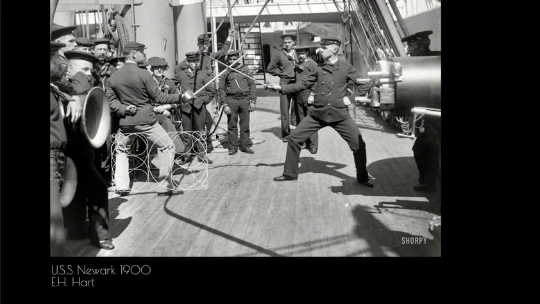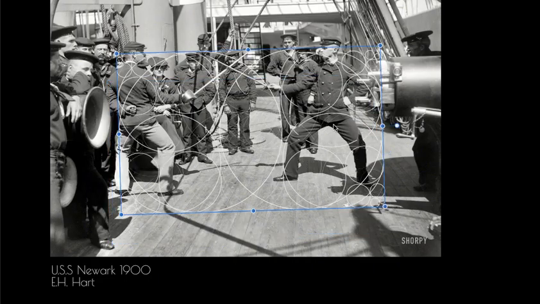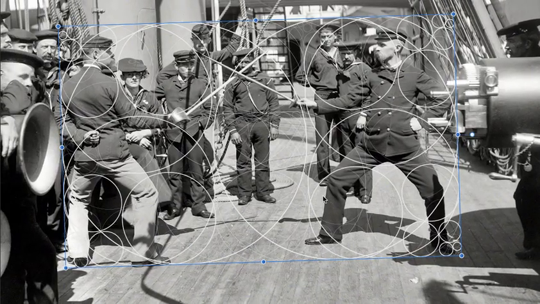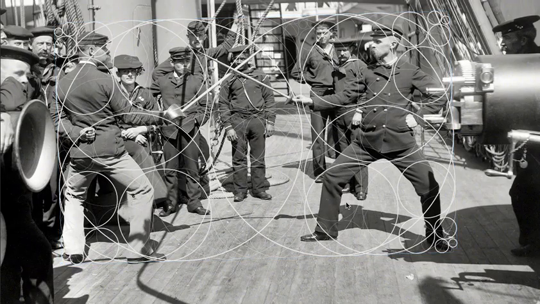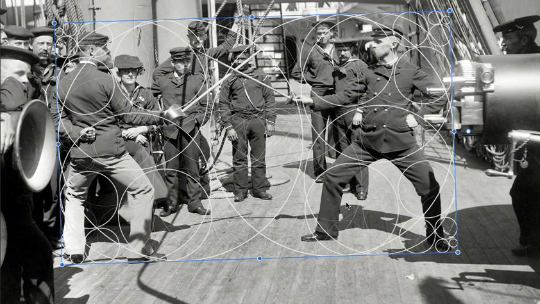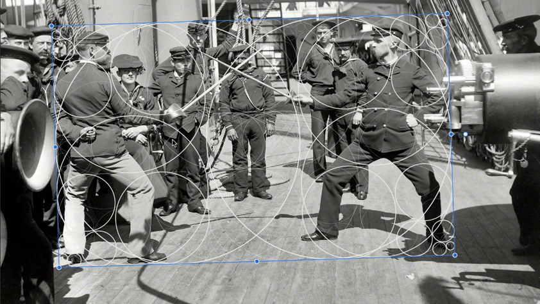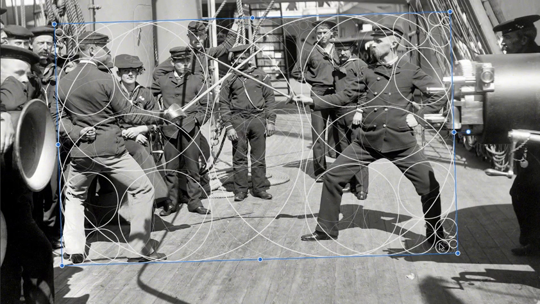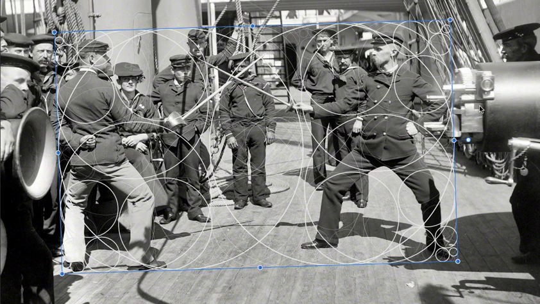Well, these two gentlemen aboard the USS Newark, 1900, showing some of the crew how this is done, are also basically a perfect Phi rectangle. From the back, from maybe his arms back there, we could say from foot to foot. That's the core of the stance. That's basically his elbow. They're basically a perfect Phi rectangle apart.